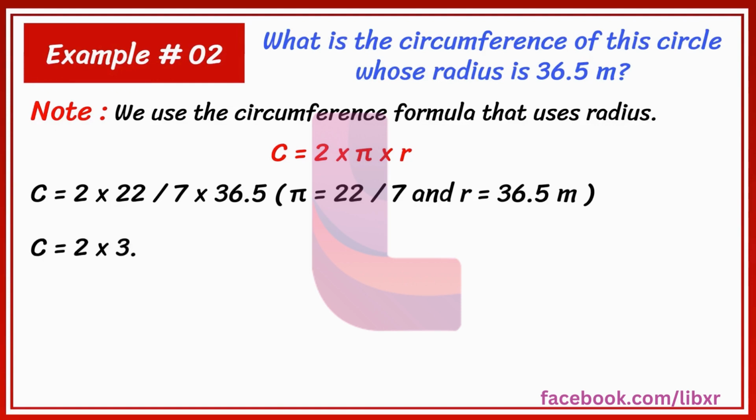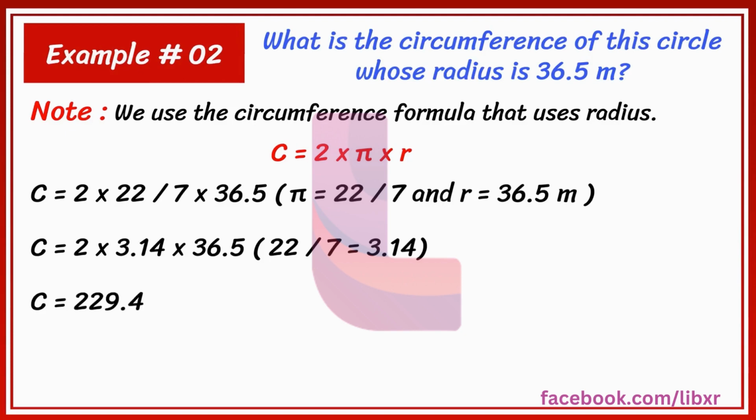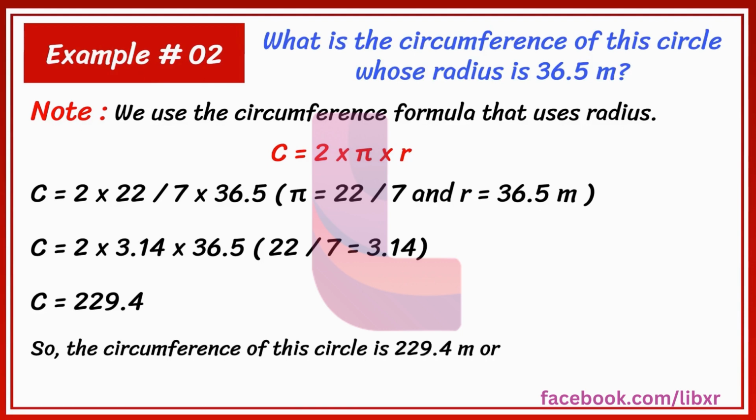C is equal to 2 multiplied by 3.14 and 36.5, as 22 divided by 7 is equal to 3.14. C is equal to 229.4. So, the circumference of this circle is 229.4 m, or approximately 229 m.